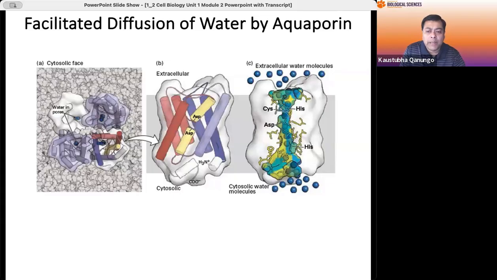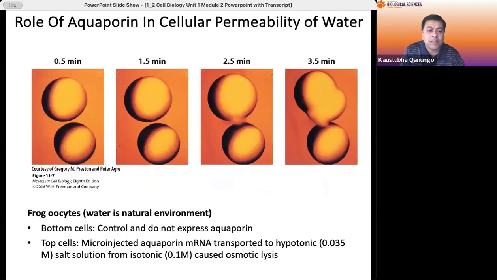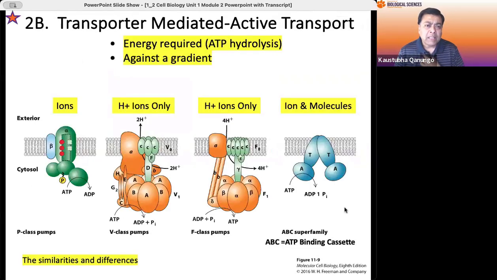Facilitated diffusion, water by aquaporin. These are all descriptive parts. There are lots of aquaporin and cellular permeability. Here you have some oocytes, which don't express any aquaporin. All these oocytes are left in the water, natural environment, and they do not burst. And that is because there is no aquaporin on their plasma membrane. But in this experiment, if you inject the aquaporin mRNA and they express the aquaporin, they will gradually burst. So that's the experiment. Then we are going into active transport, which will require energy, ATP hydrolysis.